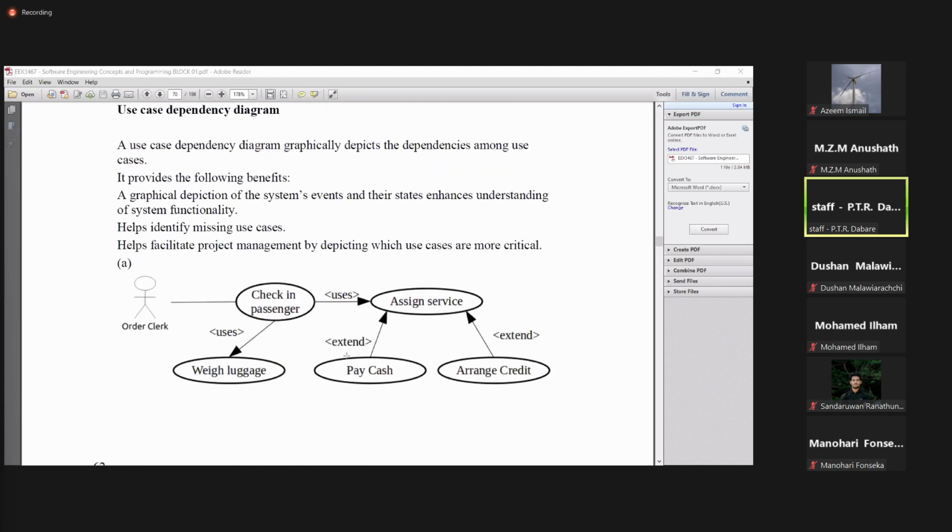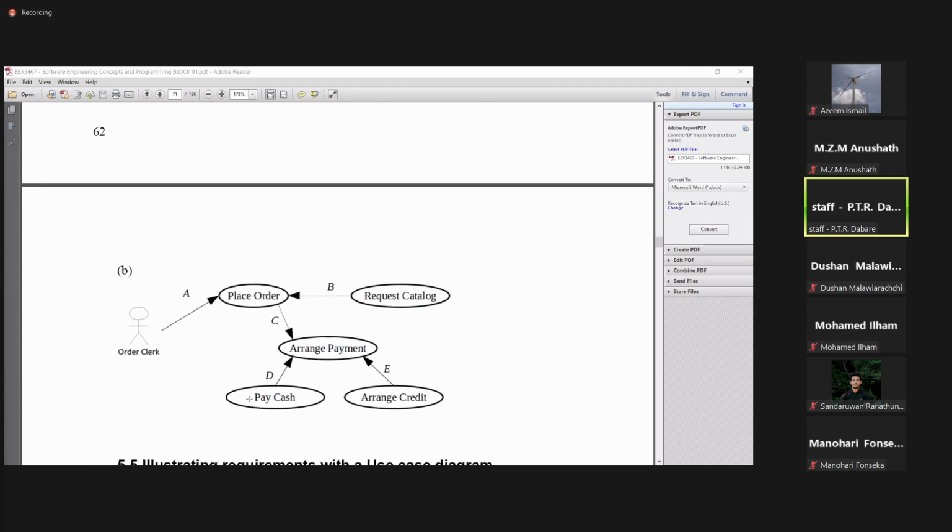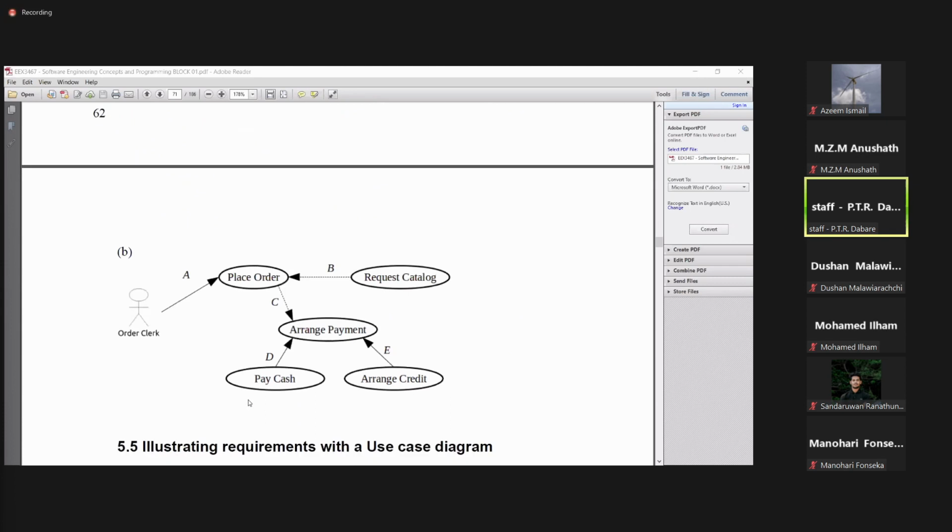Okay, now we'll have a look at this one. This is an order clerk. It has check-in passenger. It uses or includes assign service and weigh luggage, right? Then for assign service, you have pay cash or arrange credit. Assign, extends. Another example.